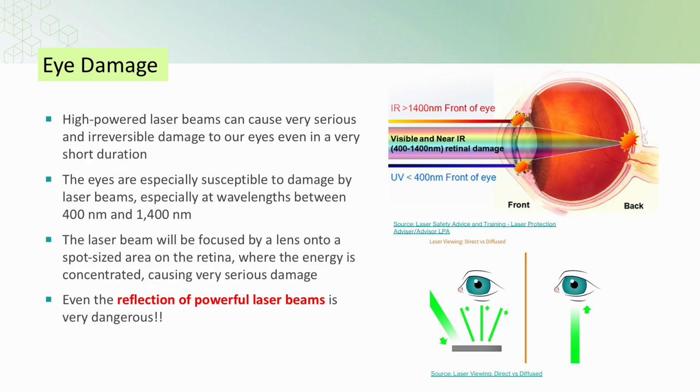A high-power laser beam can cause very serious and irreversible damage to our eyes, even in a very short duration. Eyes are especially susceptible to damage by the laser beam, especially at wavelengths between 400 to 1400 nanometers. The laser beam will be focused by the lens to a spot-size area on the retina, where the energy is concentrated, causing very serious damage. Even the reflection of a powerful laser beam could also be very dangerous.